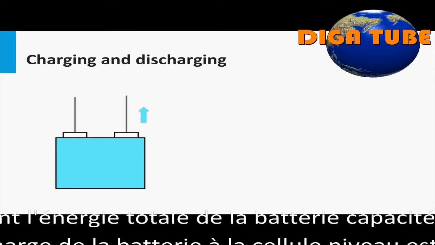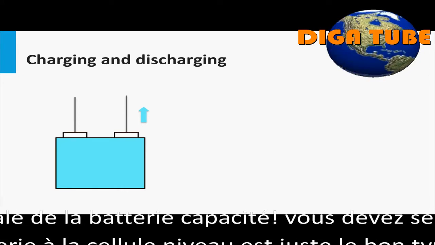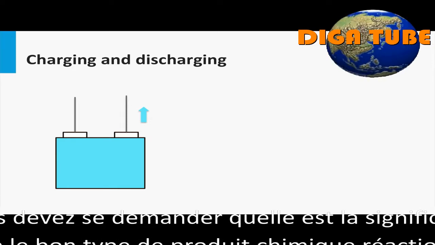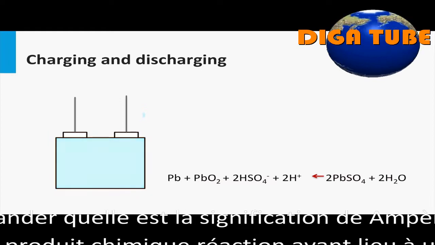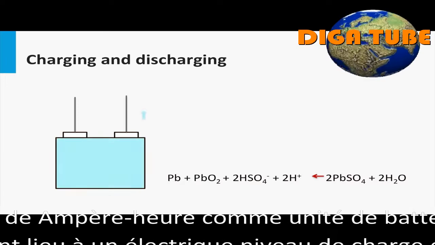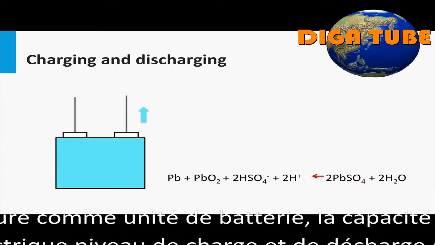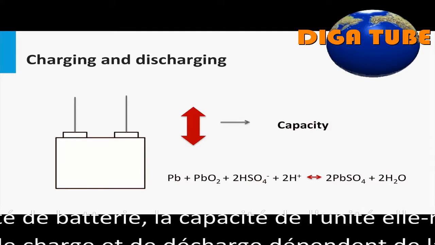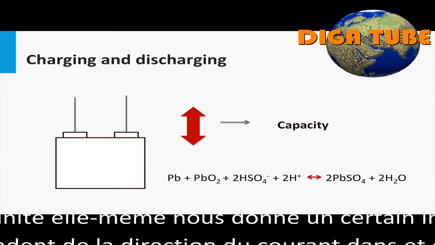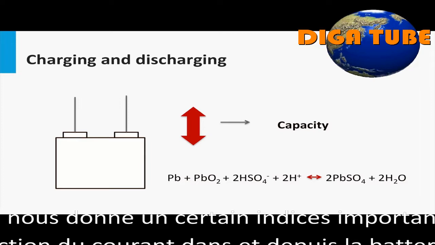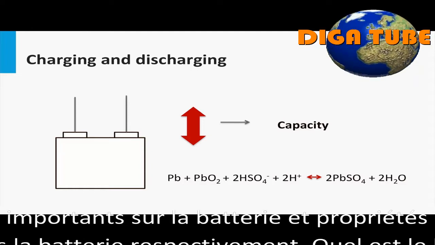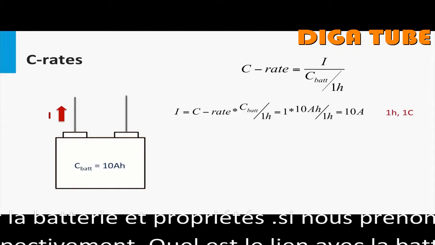We now come to another useful battery specification called the C rate. Let's first understand how the battery charges and discharges. As discussed in the previous video, the charging and discharging of the battery at the cell level is just the right kind of chemical reaction taking place. At an electric level, charging and discharging depend on the direction of current into and from the battery respectively. How does this relate to the battery capacity? This is where the C rate comes in.